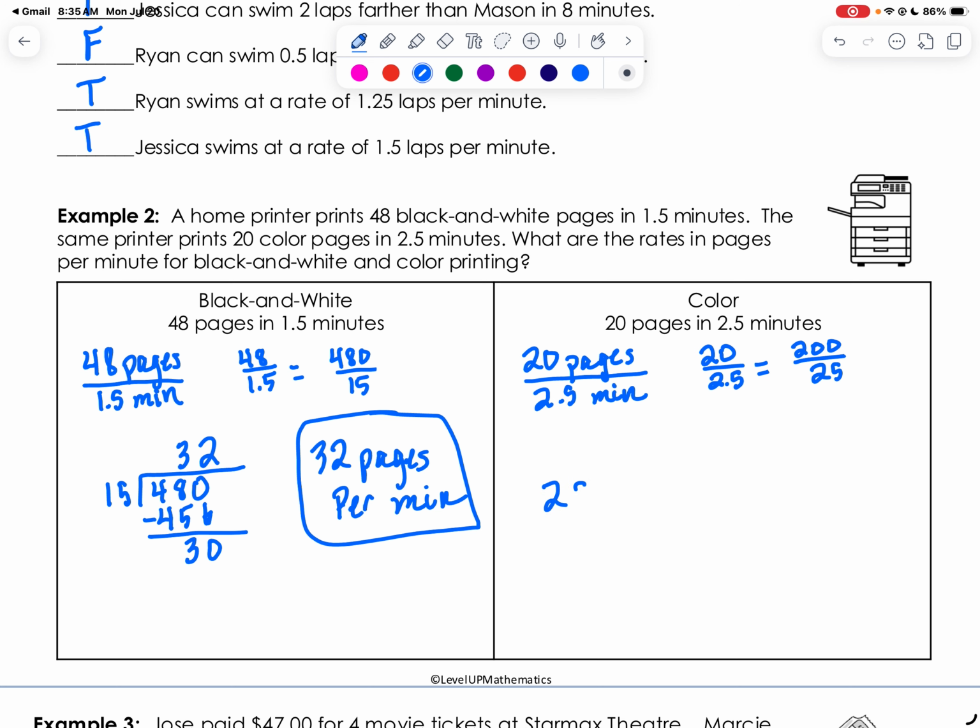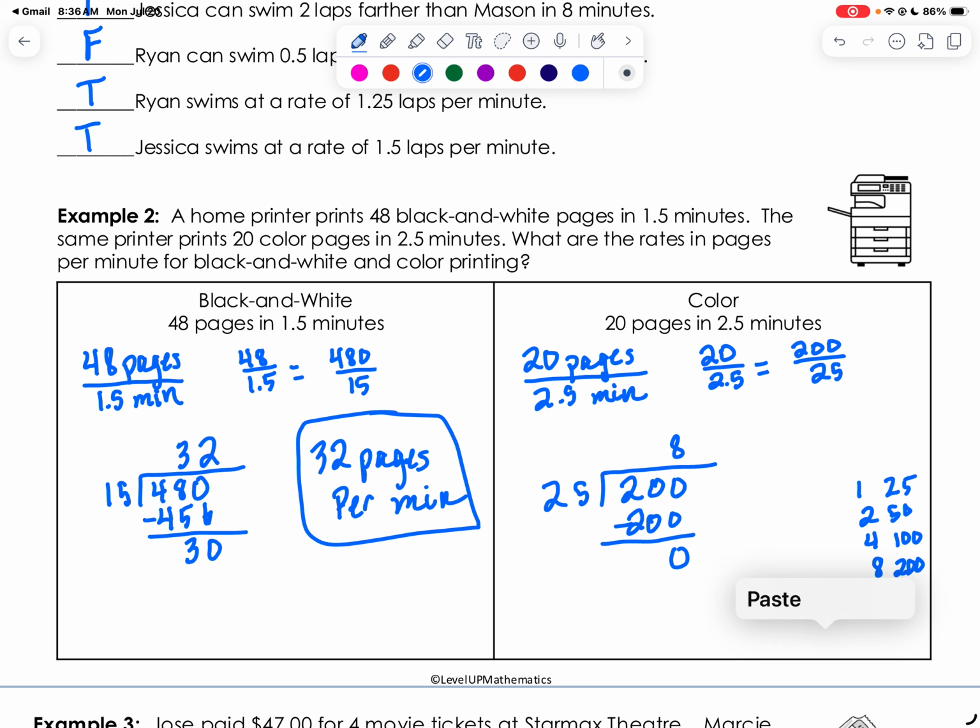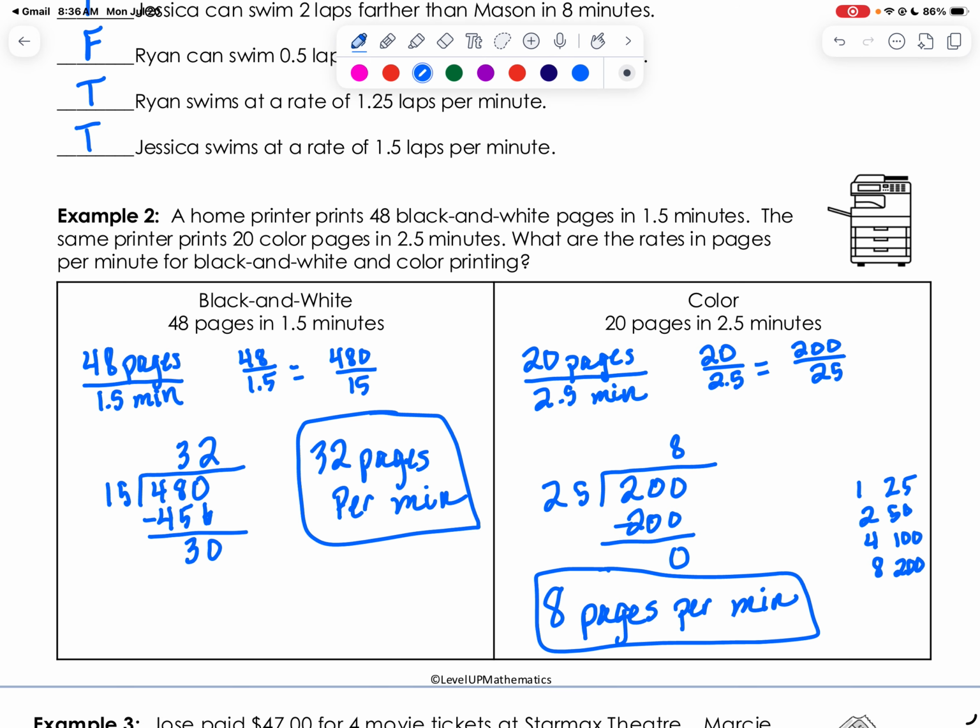So I'm going to see how many times 25 will go into 200. So let me do a little ratio table over here. 1 times 25 is 25. If I double that, I get 50. If I double that again, I get 100. If I double that again, I get 200. So 8, multiply, and subtract. So my unit rate for the color copies is 8 pages per minute. 8 pages per minute.